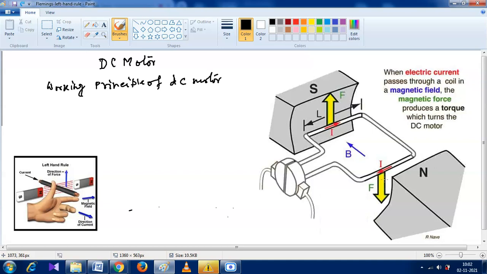If I place a current carrying conductor in a magnetic field, and a force is developed on that conductor, and we want to know in which direction it is deflected, we can get that direction from Fleming's left hand rule.